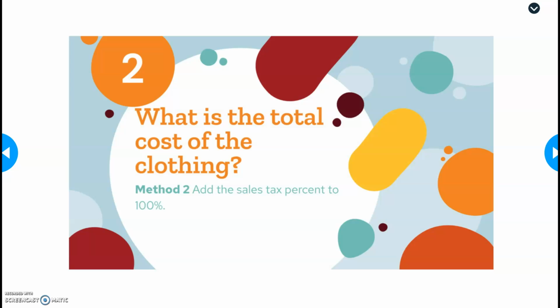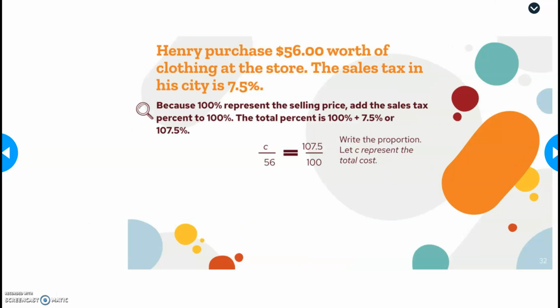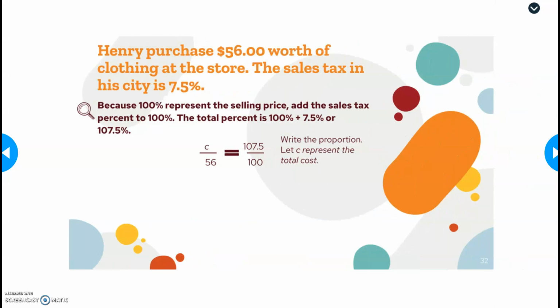Method 2, add the sales tax percent to 100. Because 100% represents the selling price, that whole amount, how much the item was, and the sales tax is an added thing, I can add the sales tax percent to 100%. That total percent is going to be 107.5. So how would I solve using this? Well, I'm going to start with my proportion. C over 56, so my total cost over the item price, is 107.5 over 100, because 100 is my total cost. This is my added sales tax.